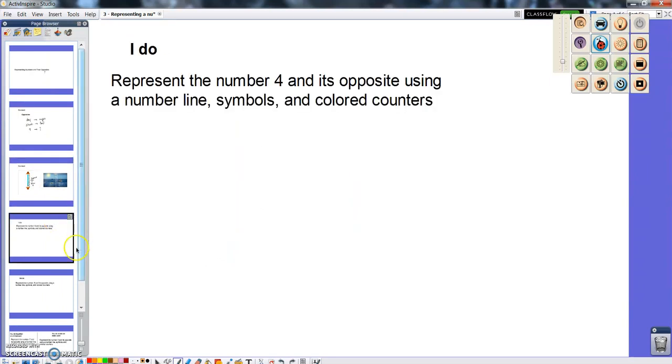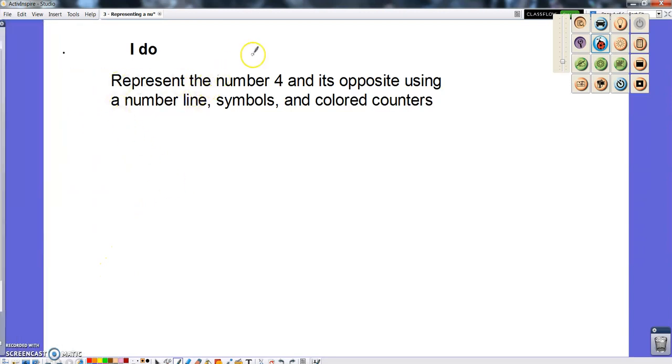All right, so that aside, I want to talk about different ways we represent numbers and their opposites. The concept of an opposite of a number is actually very simple, even though it sounds weird. So it says represent the number 4 and its opposite using 3 ways: a number line, symbols, and colored counters. So when it gets to using positive and negative numbers in math, we need to have some different ways to show and talk about them so that we can do a good job representing our problems and making sense of them. So the first thing you need to know is, once we know about negatives, we know about opposites.